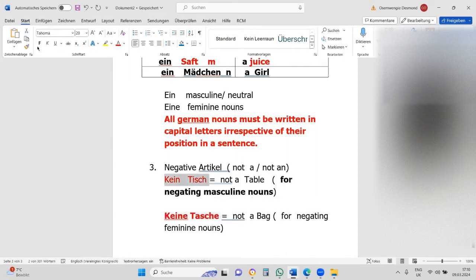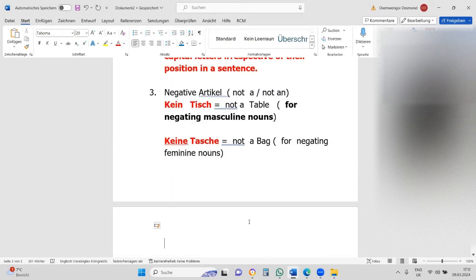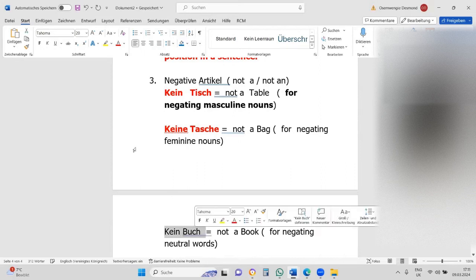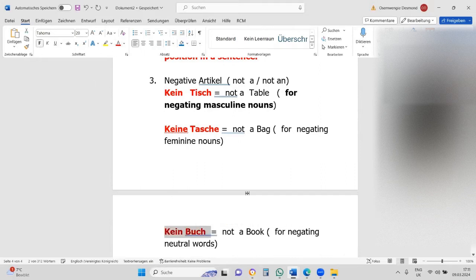When you ask me, sir, but how do we negate neutral words? Yes, no problem. You can also use kein to negate neutral words. For example, kein Buch, not a book. Don't forget a book is neutral. Kein Buch. So kein can also be used for negating neutral words or neutral nouns. A book is neutral, as you have seen.